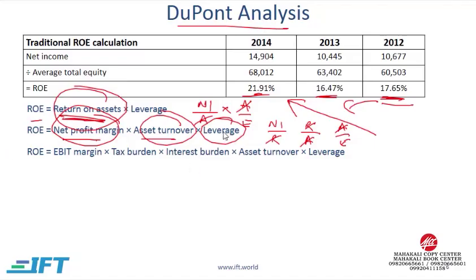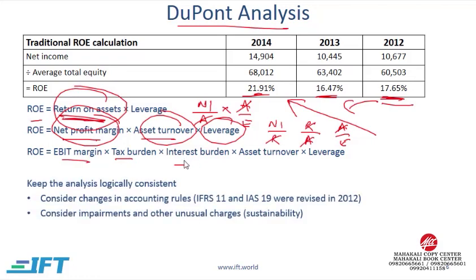But if the ROE is high because of high leverage, that's not very sustainable. And then net profit margin can further be broken into these 3 components: the EBIT margin, tax burden, and interest burden. Okay, now just a few points before we look at some more numbers.